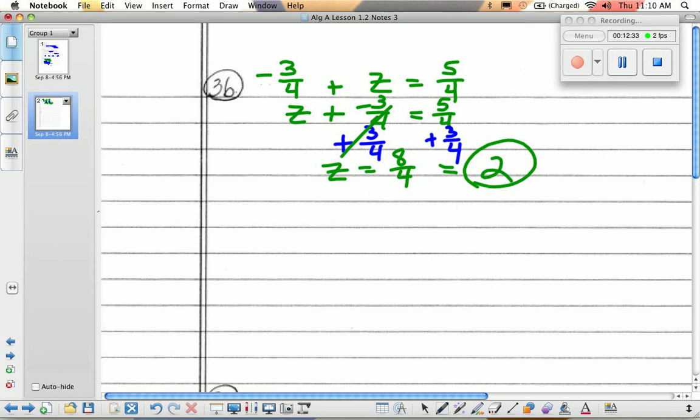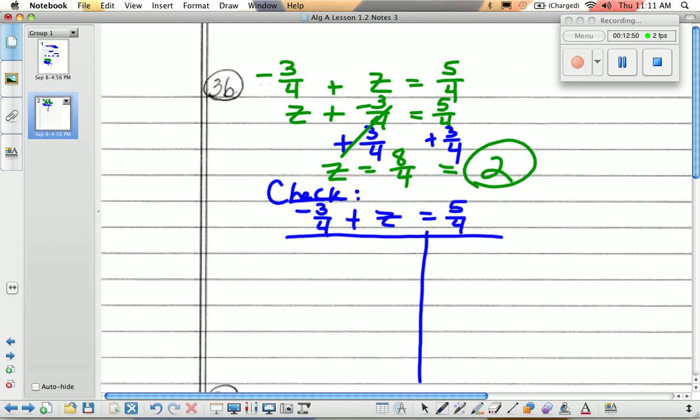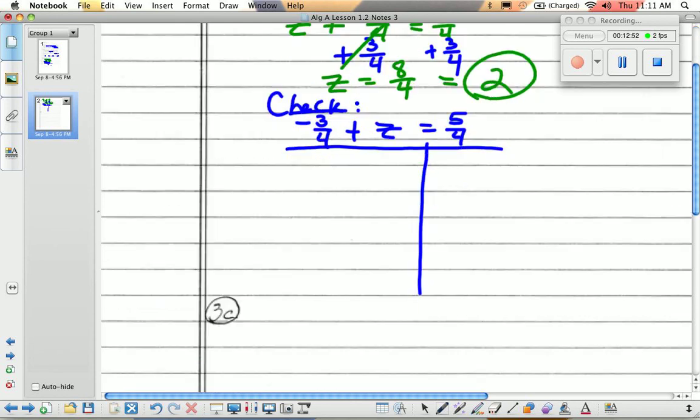Okay. The check problem on this one gets a little trickier when you're not using your calculator. Check. We have our negative 3/4 plus our Z equal to 5/4. And we have to check it out. Substitute in 2, so we have negative 3/4 plus 2, and we got 5/4 on the other side.